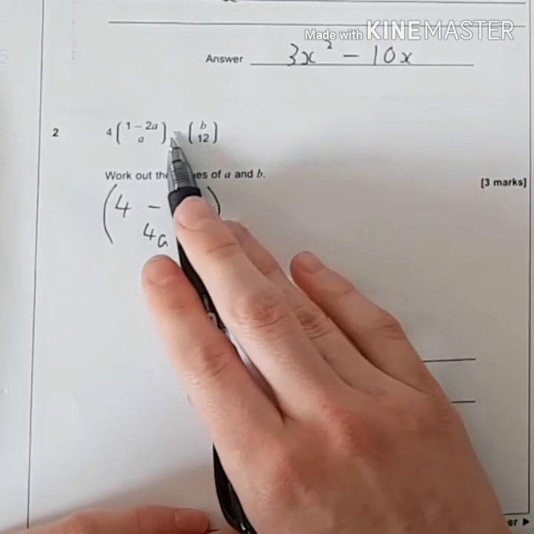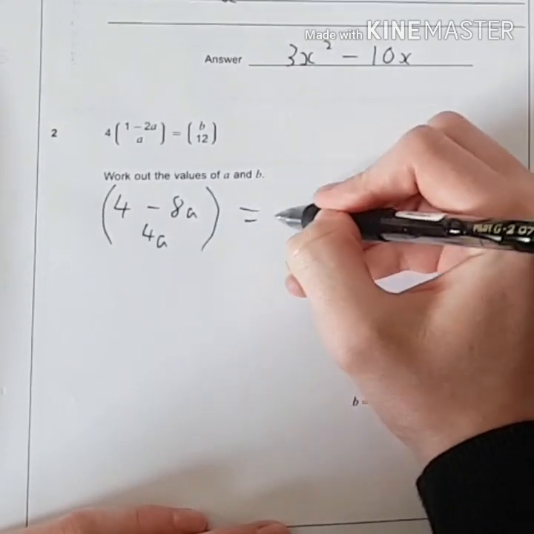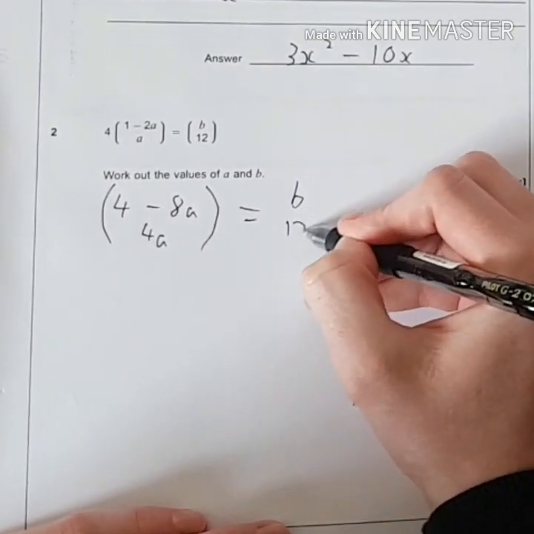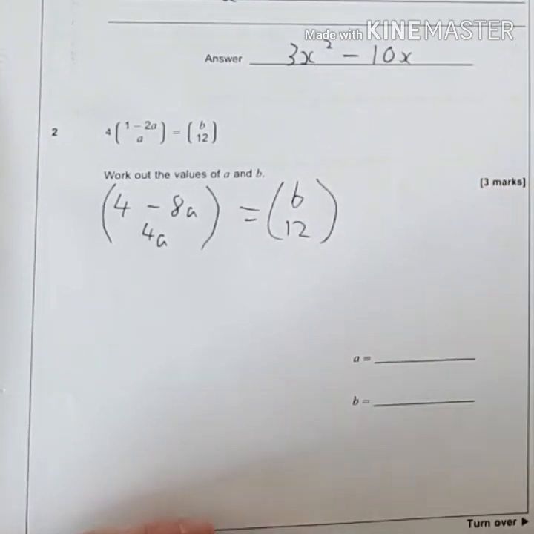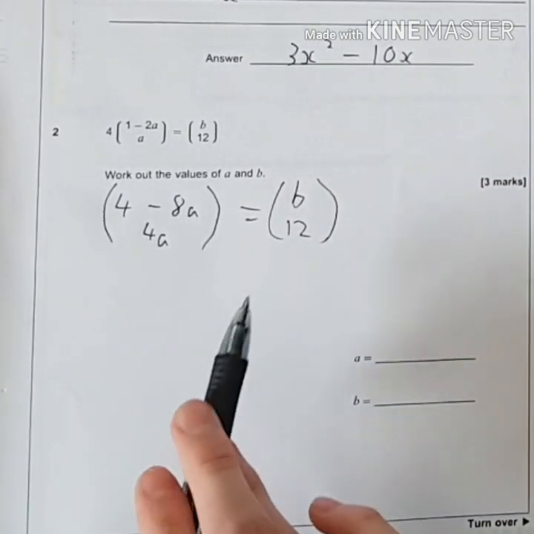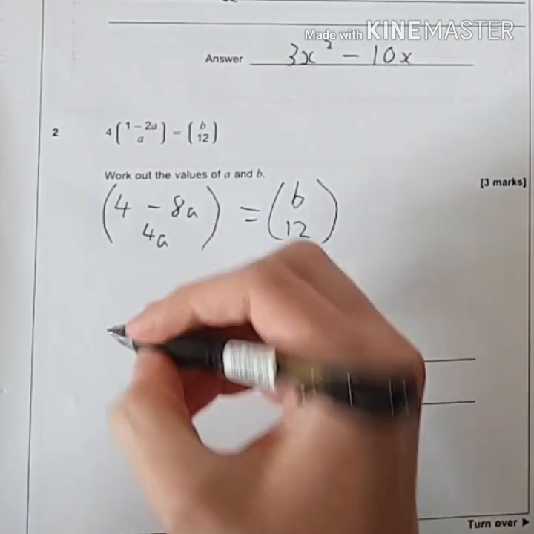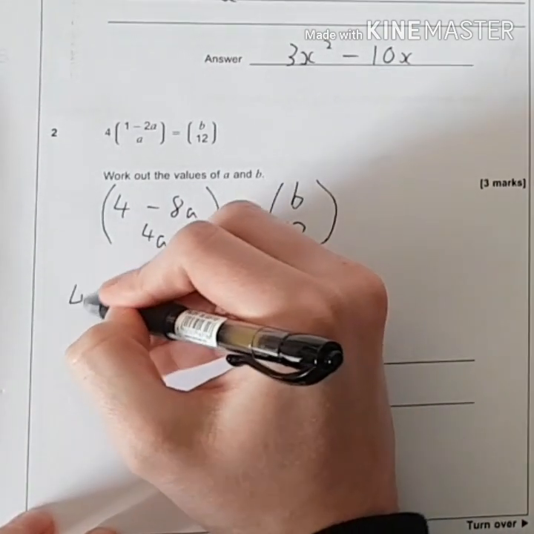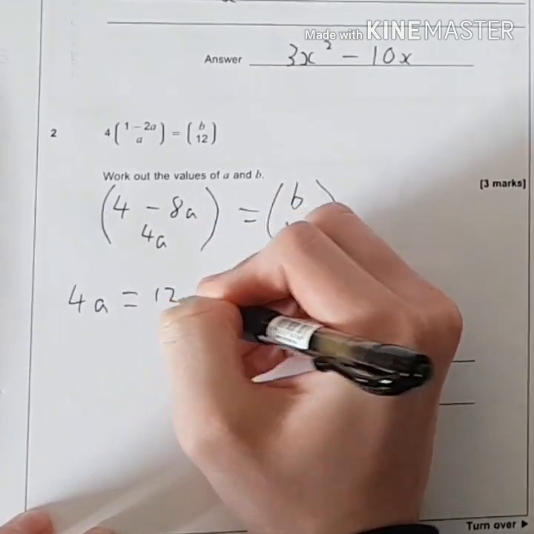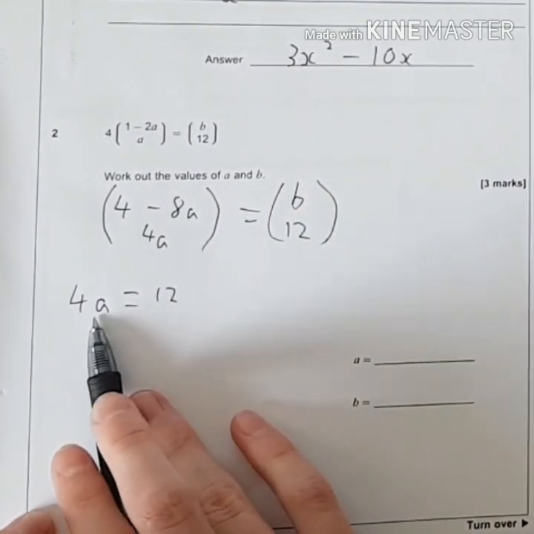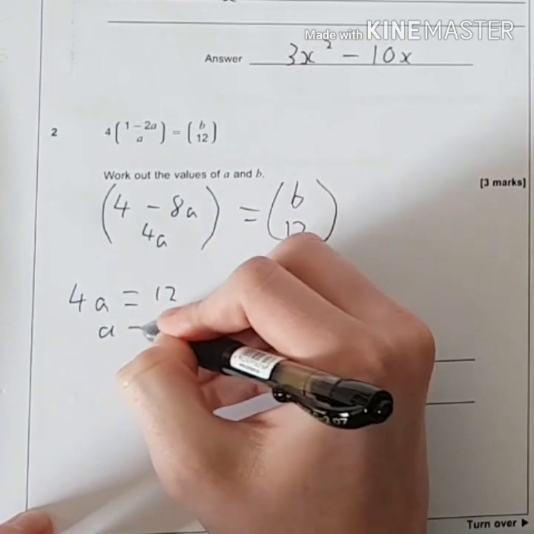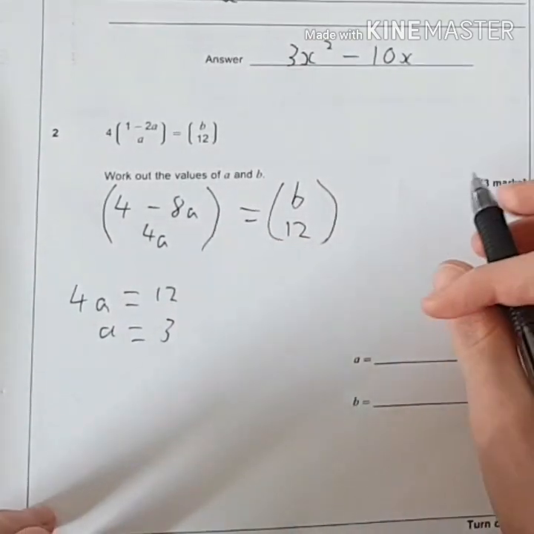And then we set this equal to the matrix with b and 12. So we know that 4a is equal to 12. So we can write this as an equation. And then we can divide by 4 to find a. So a equals 3, and we can write this in.